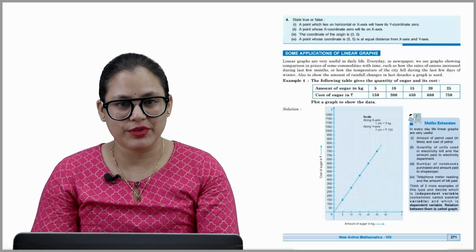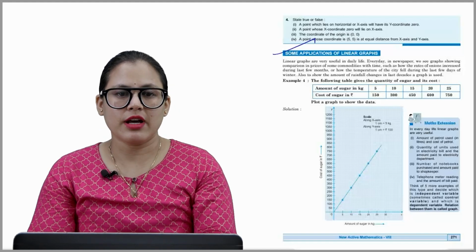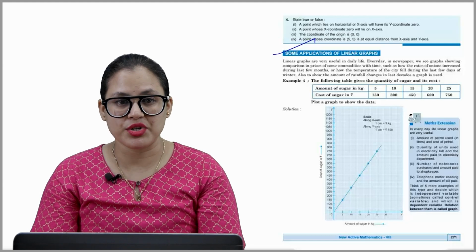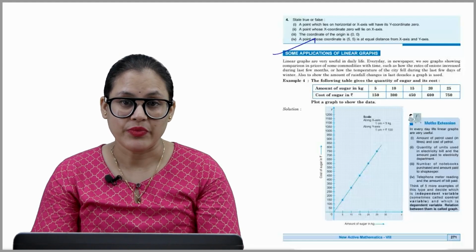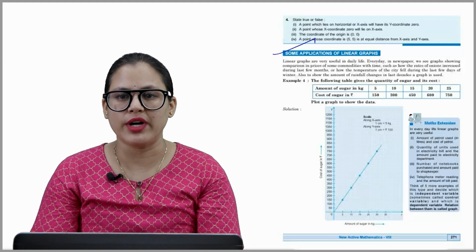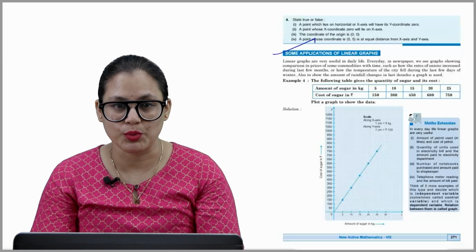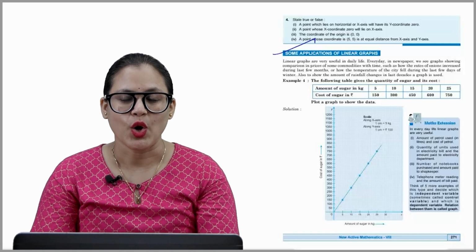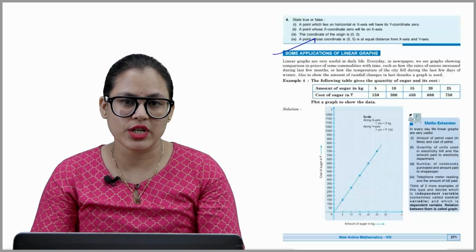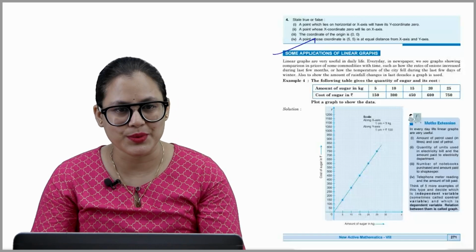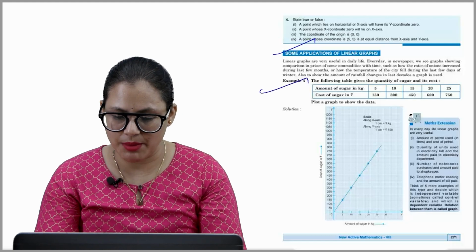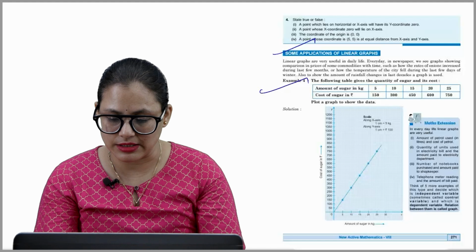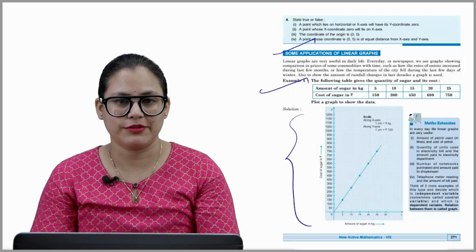Some applications of linear graphs. Linear graphs are very useful in daily life. Every day in the newspaper we see graphs showing comparison in prices of some commodities with time, such as how the rate of onions increased during the last few months, or how the temperature of the city fell during the last few days of winter. Also, to show how the amount of rainfall changed in the last decades, a graph is used. Here is an example: the amount of sugar is given and the cost of sugar is given, and here is the linear graph.